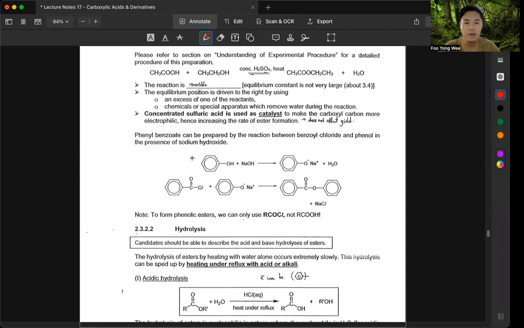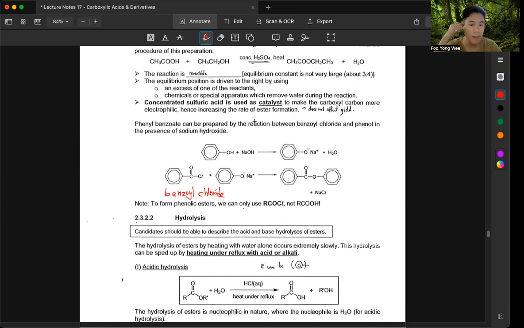Similarly, you can produce phenyl benzoate using benzoyl chloride and phenol in the presence of sodium hydroxide, forming the phenoxide ion. That can also be done to form your ester. But to form phenolic ester, we use RCOCl, not RCOOH. It won't work, okay?